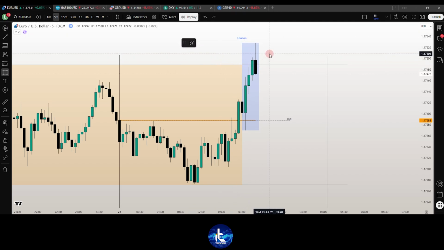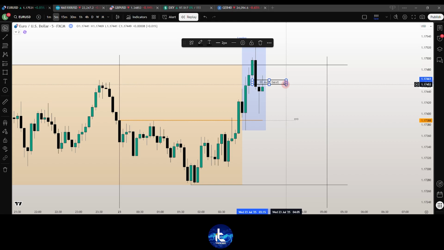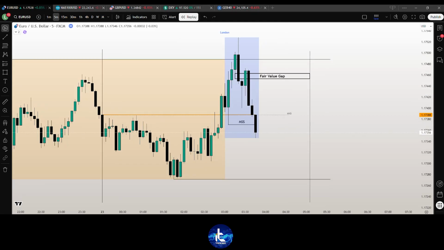Almost immediately after the liquidity is withdrawn, the price reverses sharply and leaves behind a fair value gap. This zone will be our entry point, but only after the structure has changed. Without this, there is no entry. This is a mandatory condition.